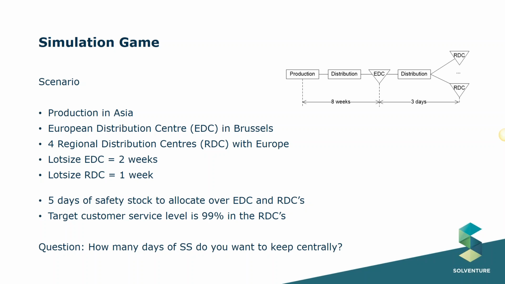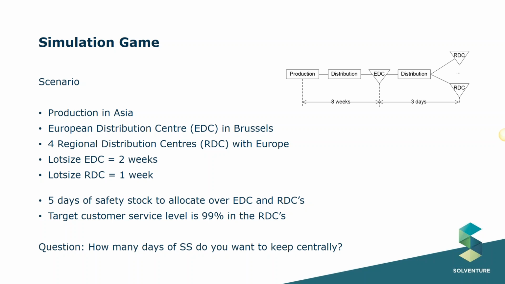We have also given input on the lot sizes. In the European or the central DCs, it's 2 weeks. On average, every 2 weeks the EDC is being replenished from Asia and the lot size is 1, which means on average the RDCs are replenished once every week for this product.